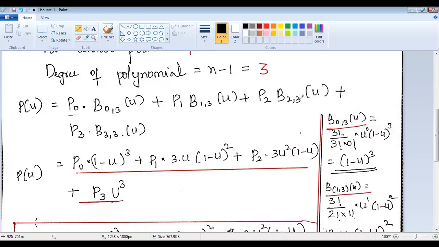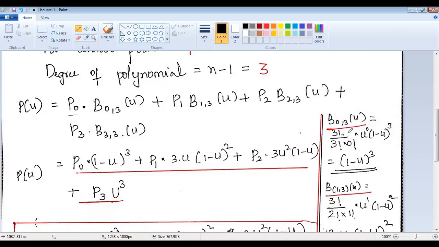Because the number of control points is 4, I'm going on to expand the rest also. Now how do I expand this? P naught, let it be here only. B of 0 comma 3. What is B of 0 comma 3? B of k comma n means n factorial divided by (n minus k) factorial into u to the power of k into 1 minus u to the power of n minus k.